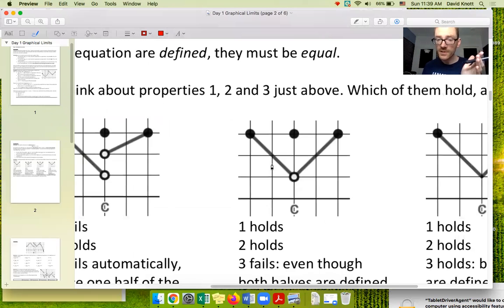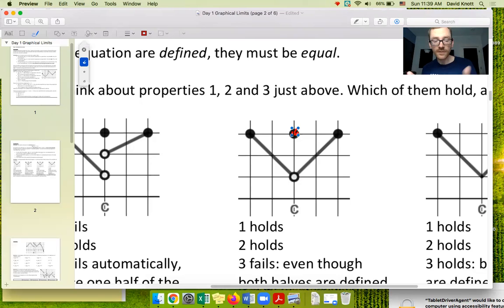No. The two-handed limit is whatever this y value is. That's what you're getting as you approach C, right? That's the value of the function as you approach C, this value right here. But the value of the function at C, at the point, is this guy up here.